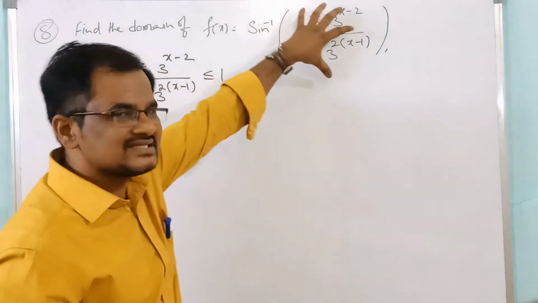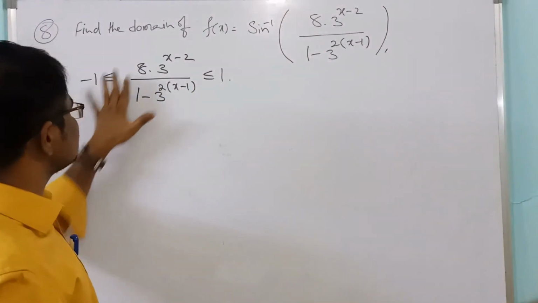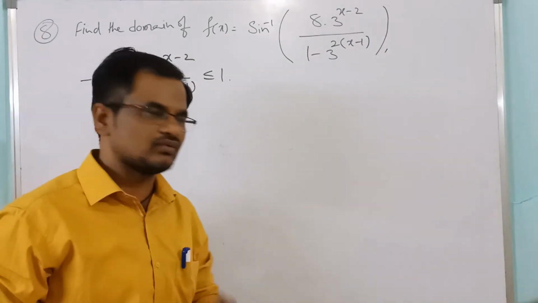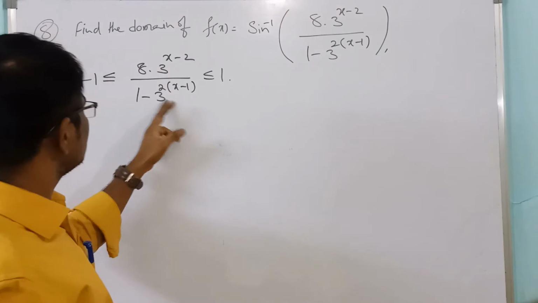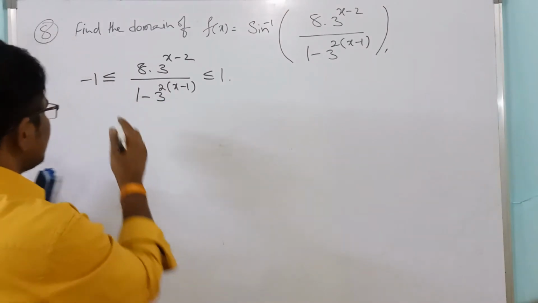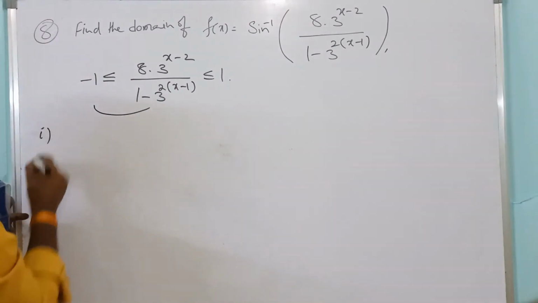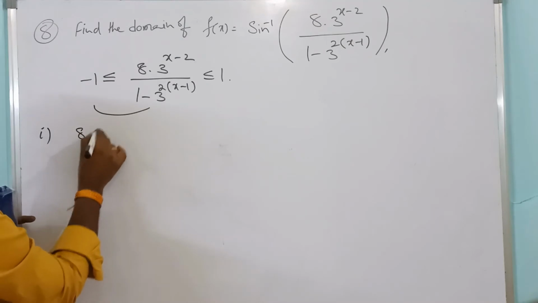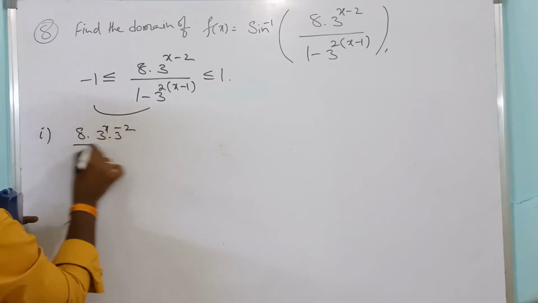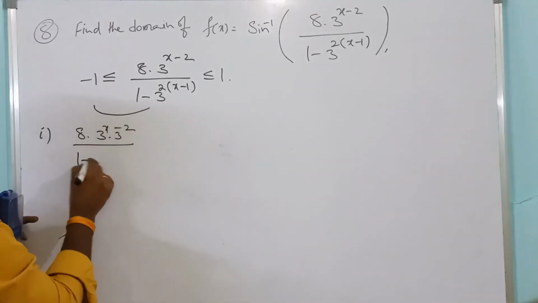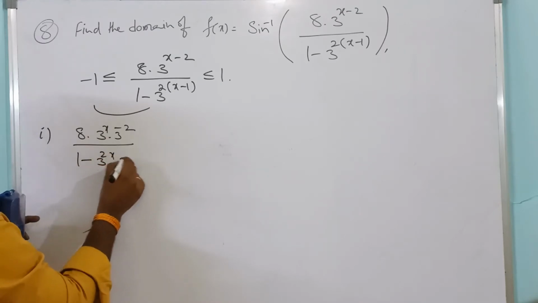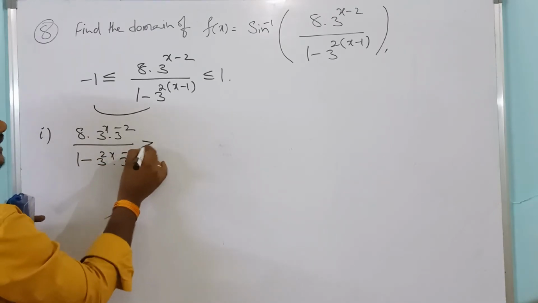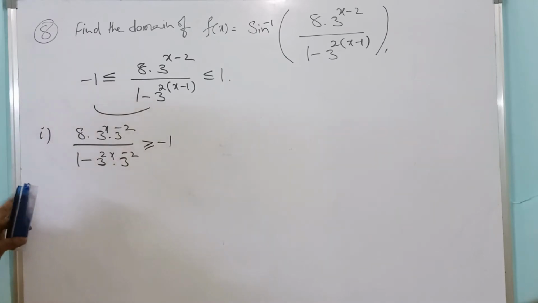So this function is defined when minus 1 is less than or equal to this, less than or equal to 1, right? Now here also there are two conditions. First I will take this condition, that is 8 into 3^x into 3^-2 divided by 1 minus 3^2x into 3^-2, greater than or equal to minus 1. Now that implies, simplify this one.